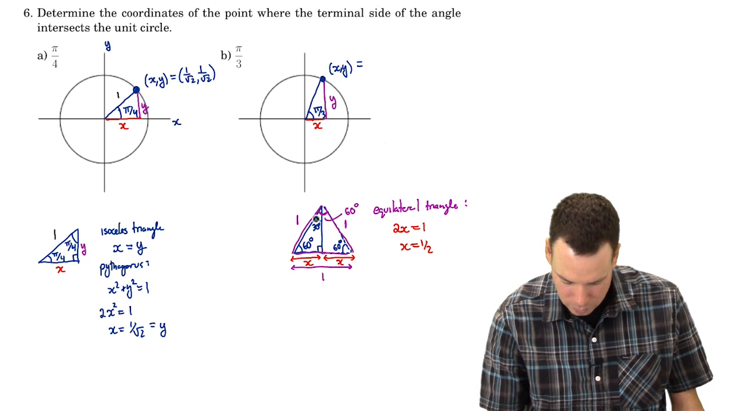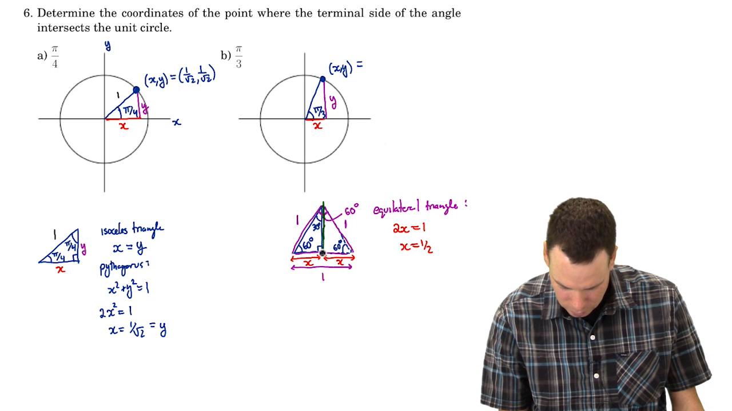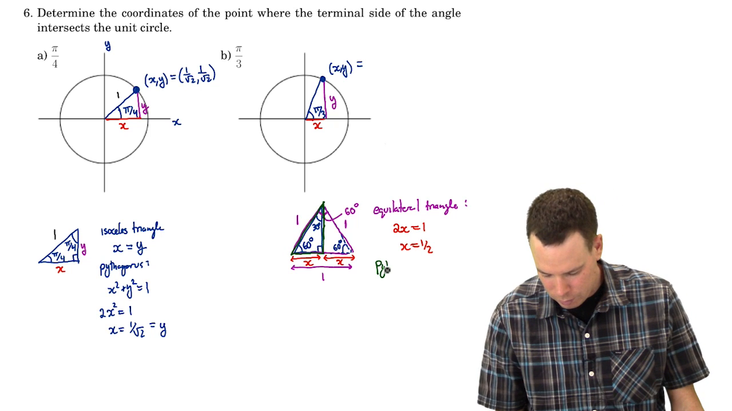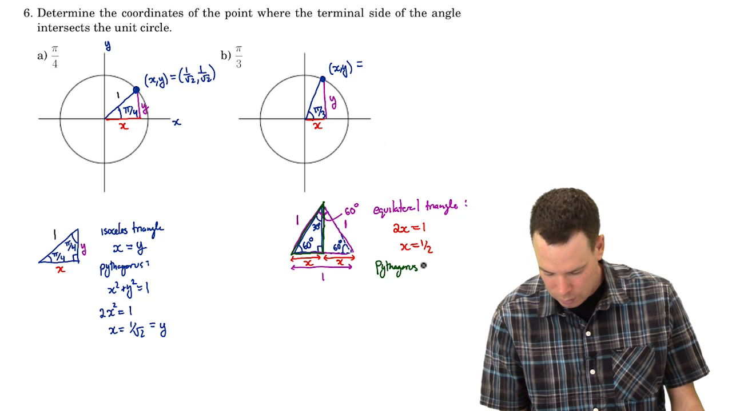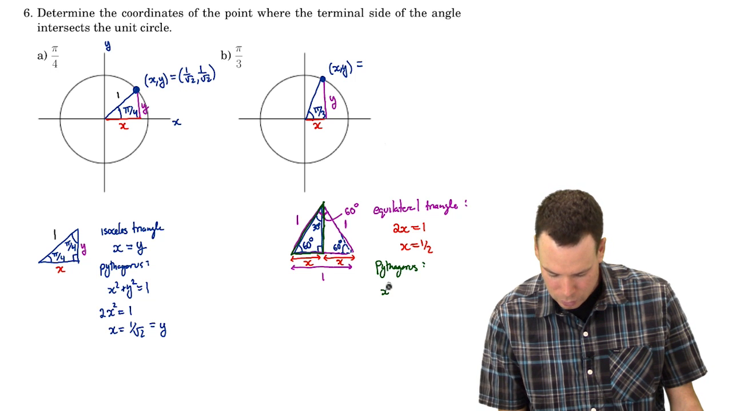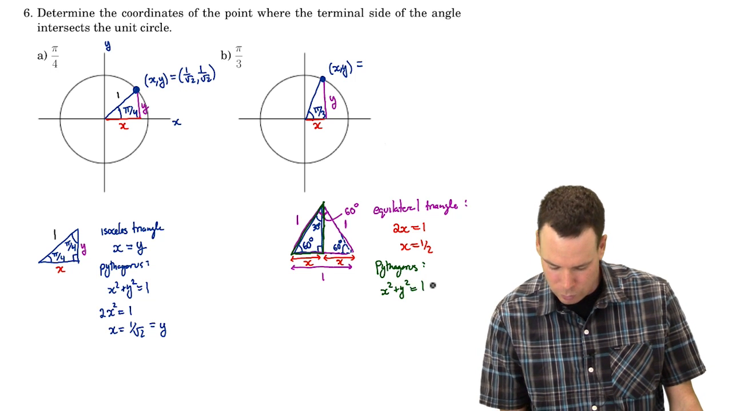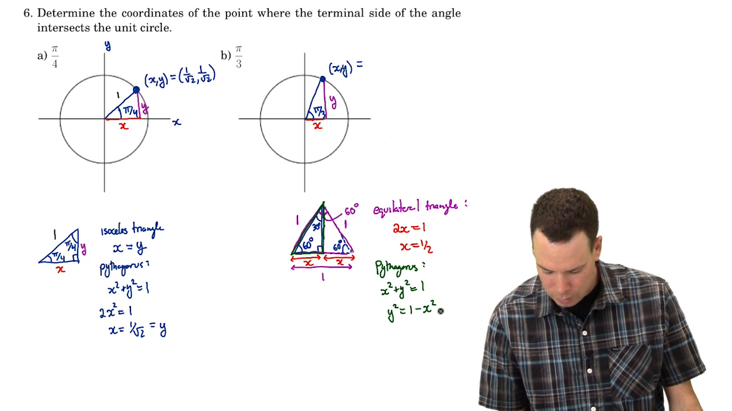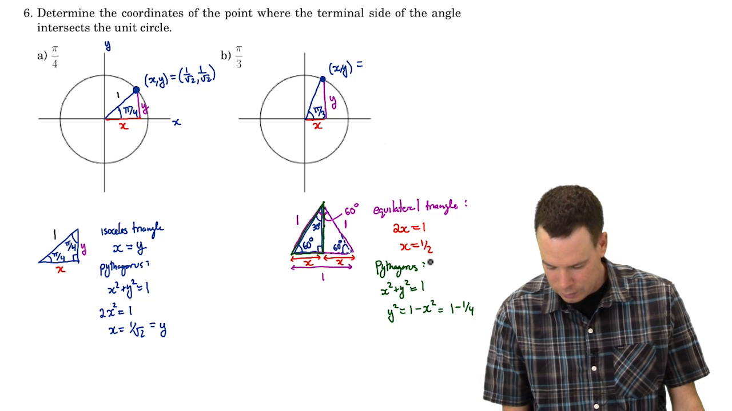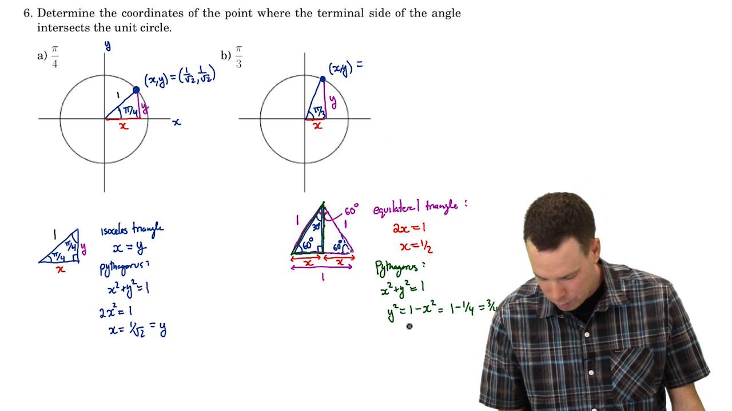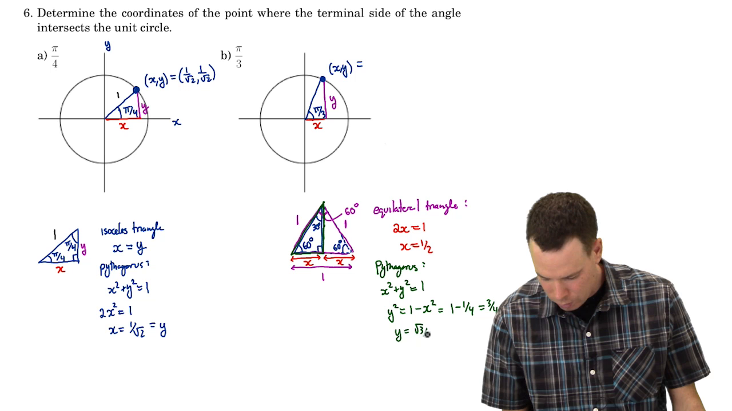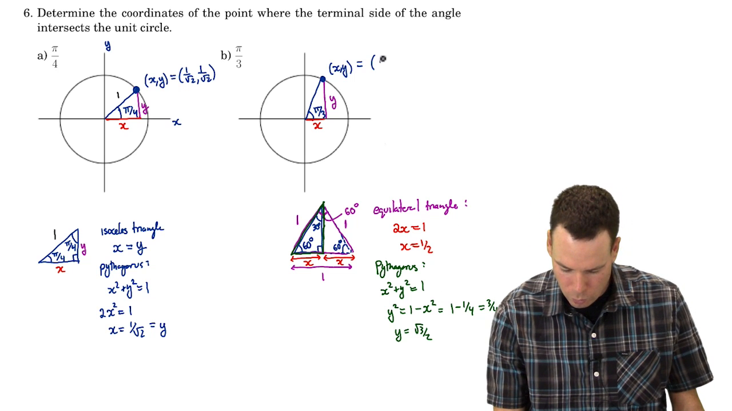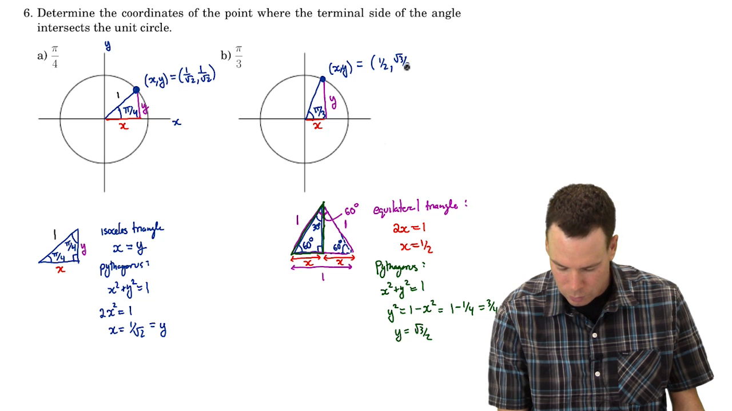Now that I know that x is a half, I have Pythagorean theorem applied to our original triangle. So I'll indicate that in green here. Now I've got this original triangle. And so by Pythagoras, we have that x squared plus y squared is equal to 1. Or in other words, y squared is equal to 1 minus x squared. But that's 1 minus a quarter, because x is a half. So that's 3/4. Or in other words, y is equal to root 3 over 2. And so we have that our point is 1/2, root 3 over 2.